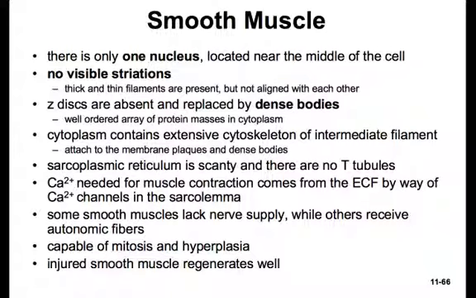Some smooth muscles lack any nerve supply at all, while others receive some autonomic fibers. The cells of smooth muscle tissue are capable of mitosis and hyperplasia. Thus, injured muscle tissue regenerates very well.